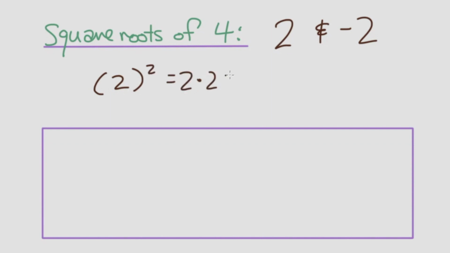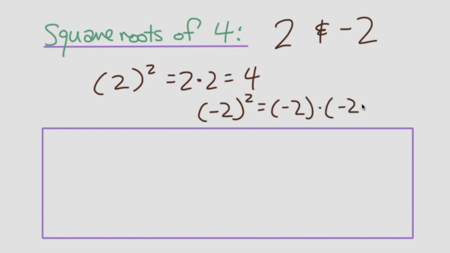If you square 2, 2 squared is 2 times 2, which is equal to 4. And negative 2 squared, remember how the negative sign's inside the parentheses, that's equal to negative 2 times negative 2. The negative times negative becomes a positive, and that becomes 4 as well. Once again, positive 2 and negative 2, when you square each of them, they both become 4. So they are both square roots of 4.